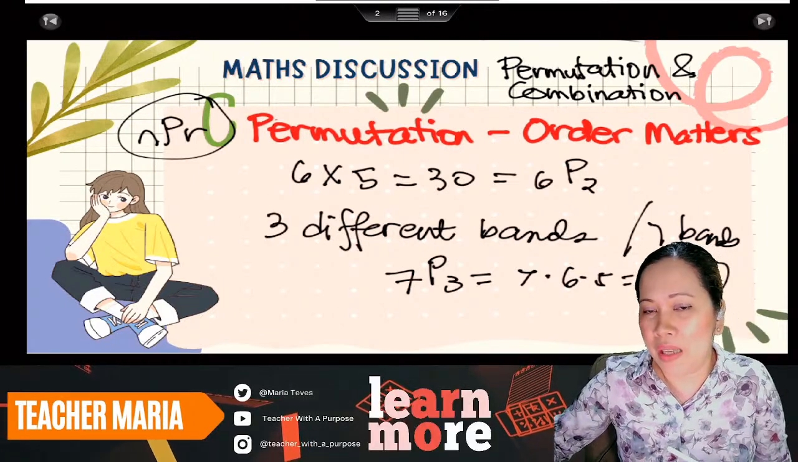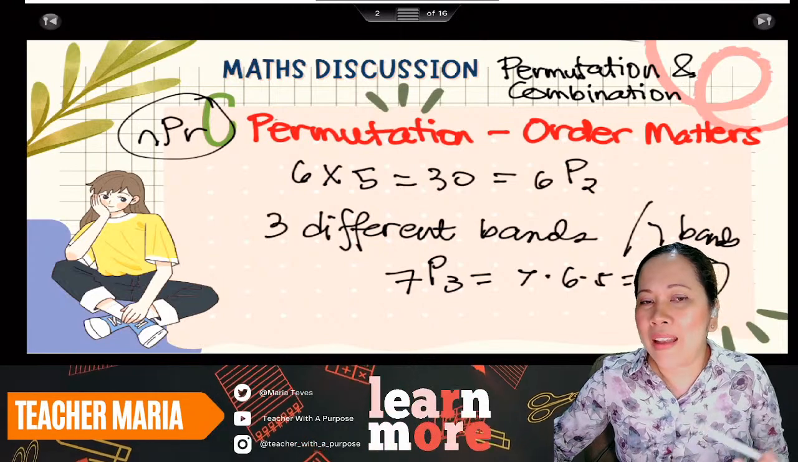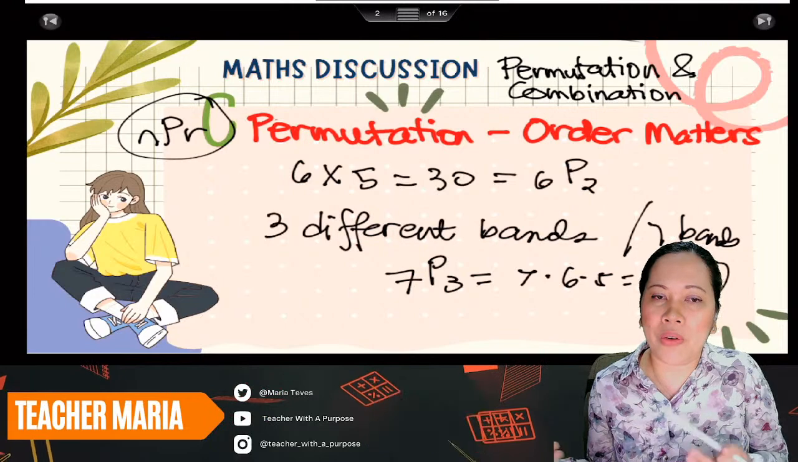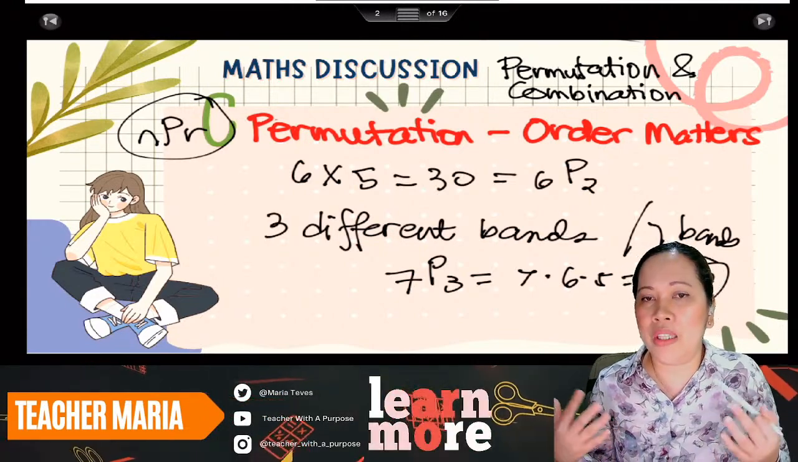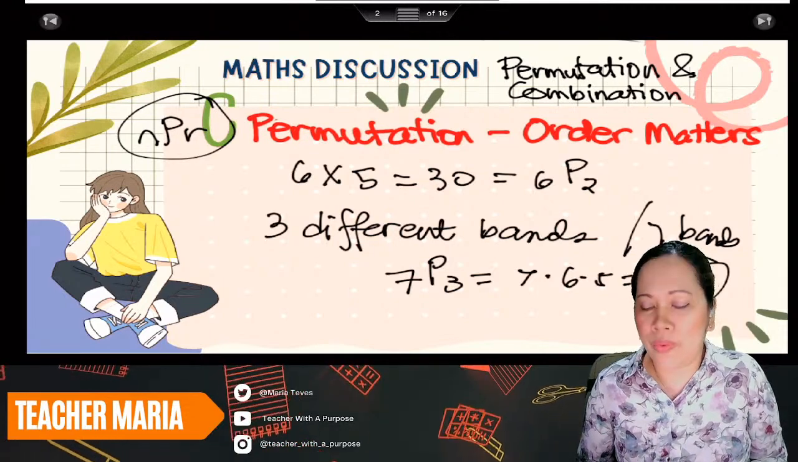Okay, so this is not the same as asking how many ways there are to choose 3 bands from 7. That's a different thing. So if you are to express 7P3, 7 is your starting factor, or the total number of events that you can choose from.